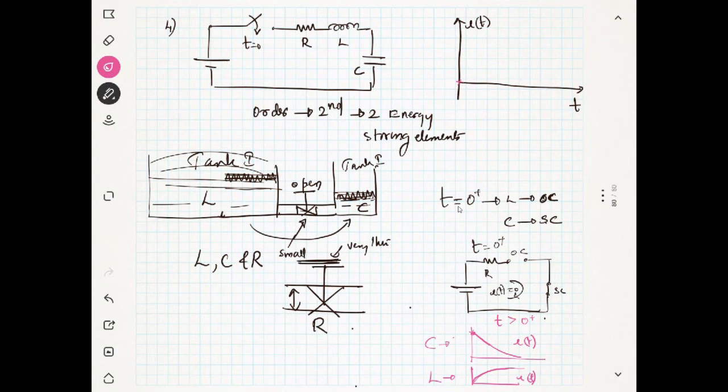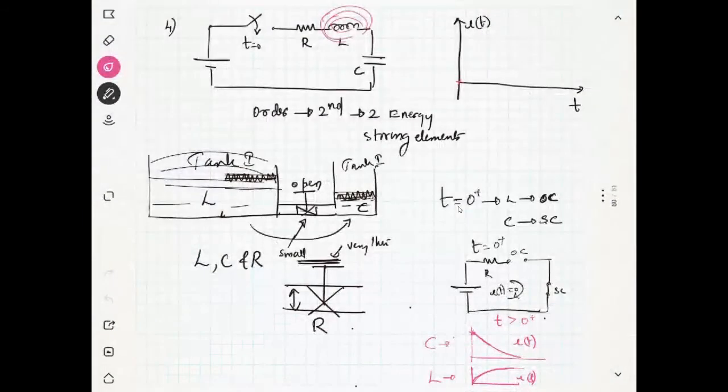So the inductor will build the magnetic field. As the inductor builds the magnetic field, the capacitor will oppose it because the capacitor current is decreasing. You understood? The capacitor current is decreasing. Yes, the inductor current is increasing. So the capacitor current is decreasing. So what will happen is that both will transfer the energy to each other.